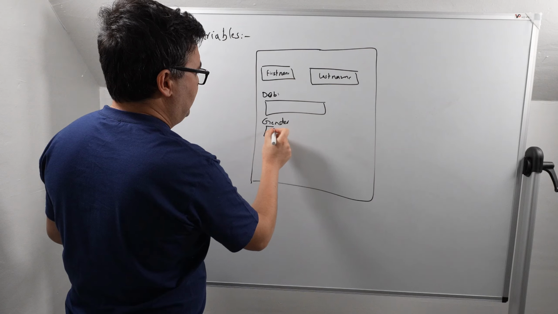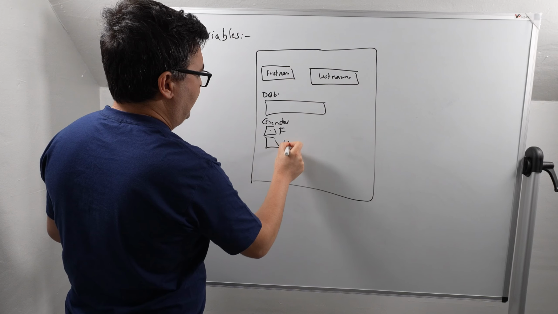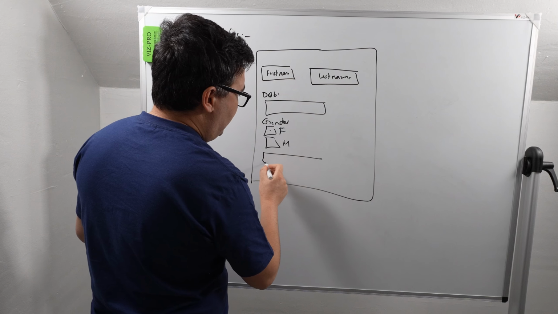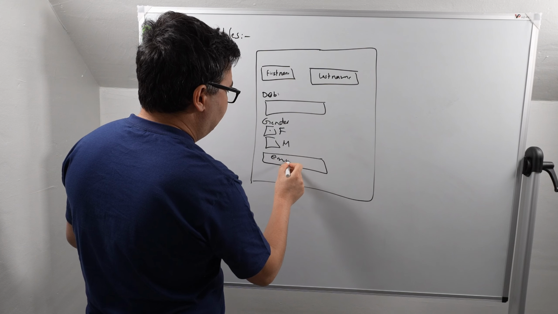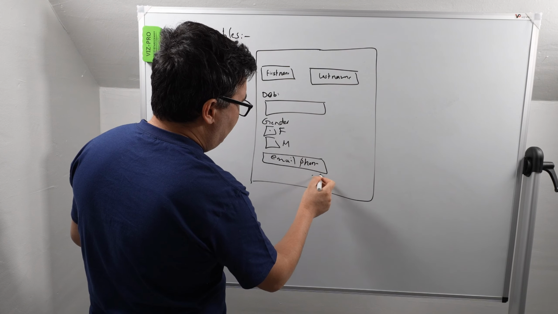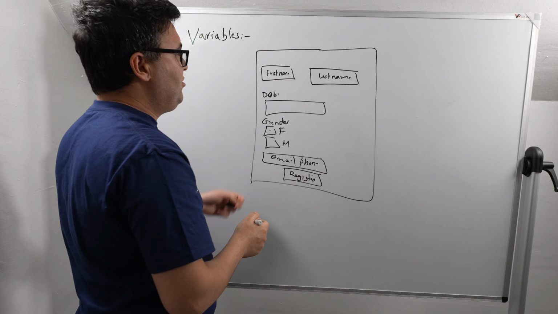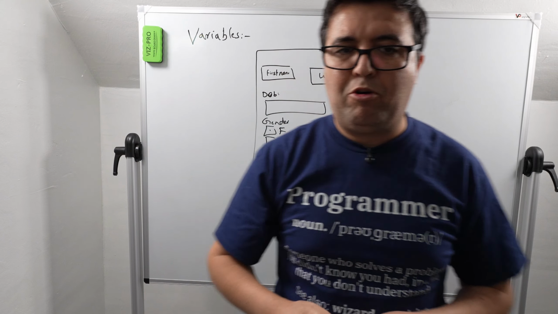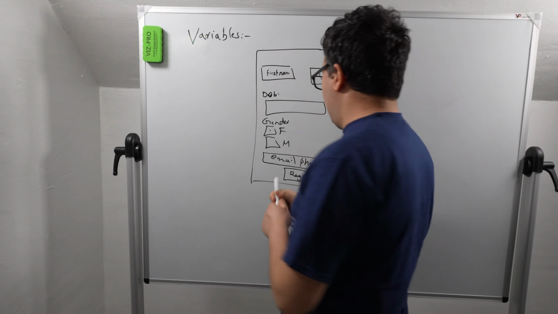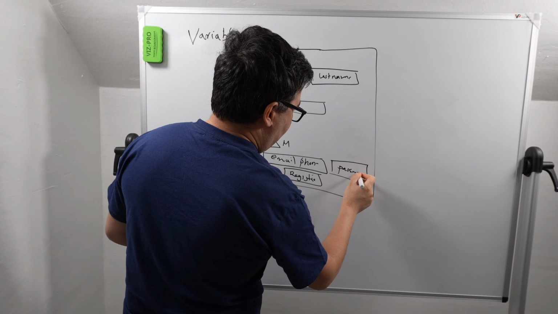Or you have a checkbox here, male or female, F or M. And there is another text box here for email or phone number, and there is a button called register. So in this form, Facebook asks for registration. We enter our first name, our last name, and also we have a password. It asks for the password.